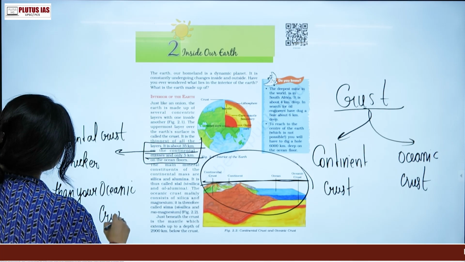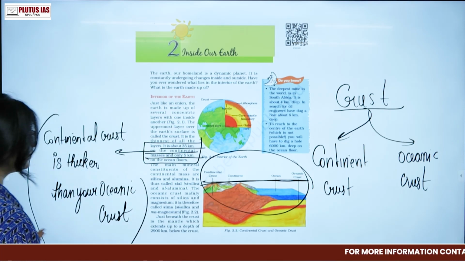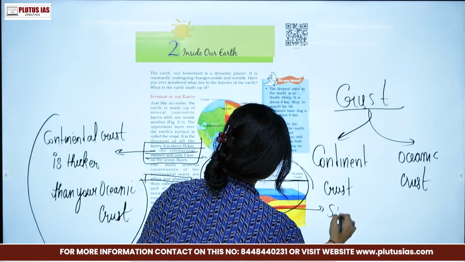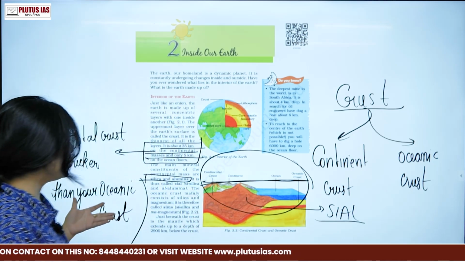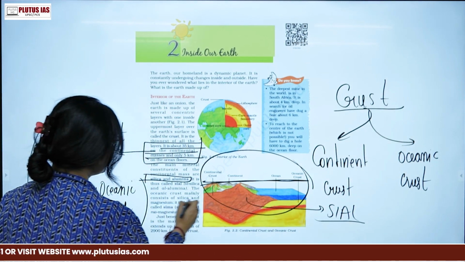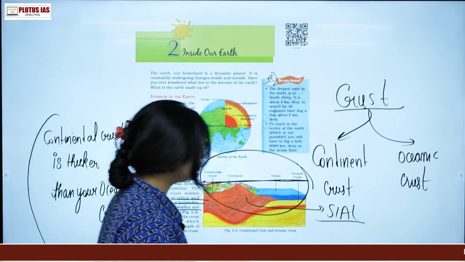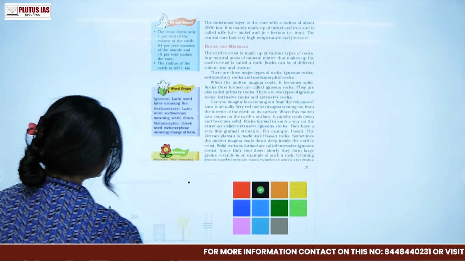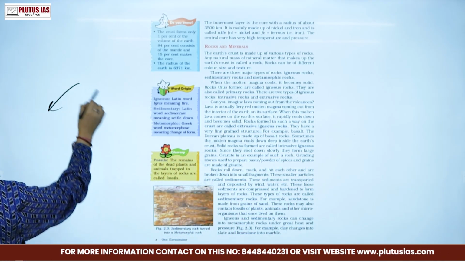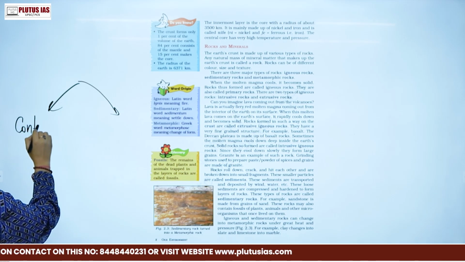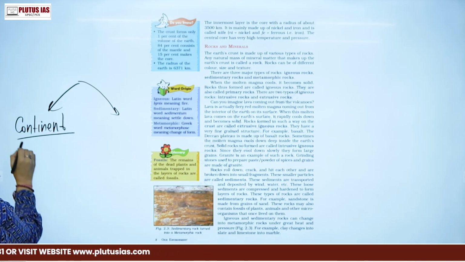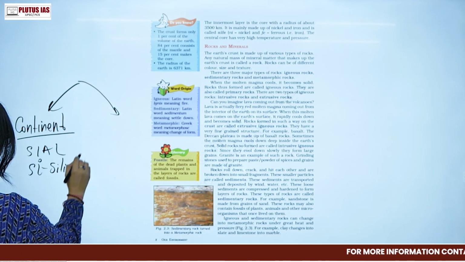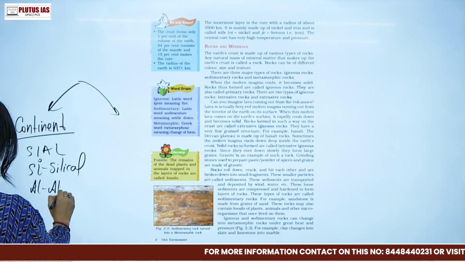Okay, it is clear. And what is it made up of? The continental crust is made up of silica and aluminium. Together we call it Sial. The oceanic crust mainly consists of silica and magnesium. We call it Sima. So this is the component through which they have been made up of. We'll again revise that. The continental crust is made up of Sial, in which Si represents silica and Al represents aluminium.